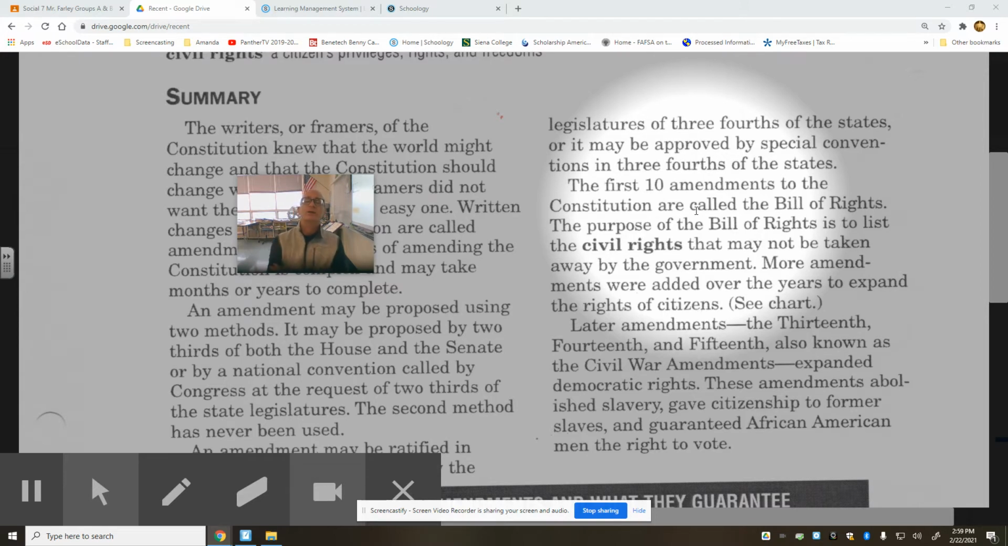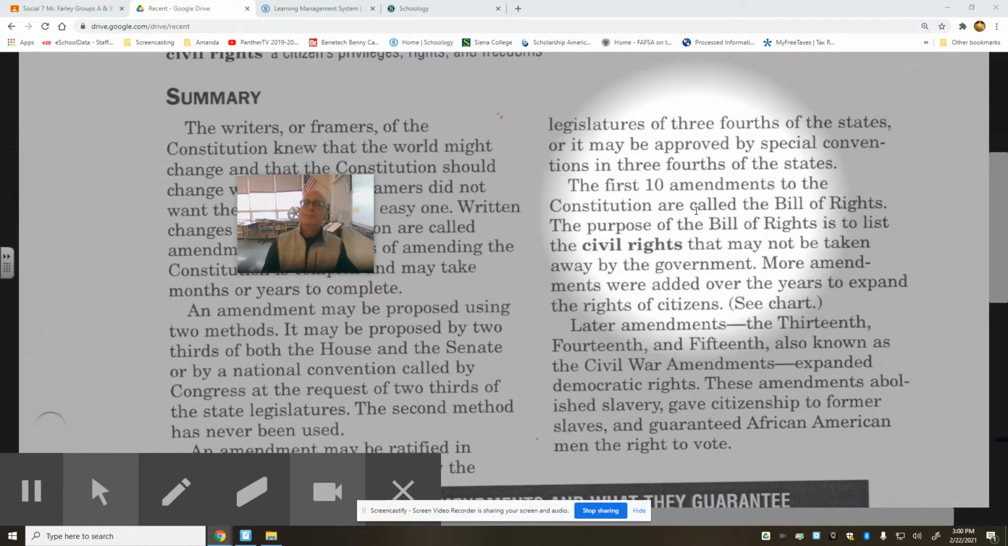And when we're talking about 3/4 of the states, if there are 50 states, we are talking about 38 states or 38 state legislatures. A minimum number of 38 would have to approve of an amendment in order for it to be added to the Constitution. So that is a difficult bar. 3/4 of the states, with 50 states, would mean at least 38 of 50 states would have to approve.